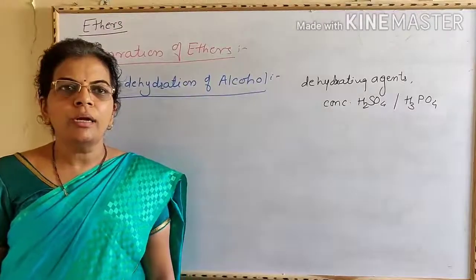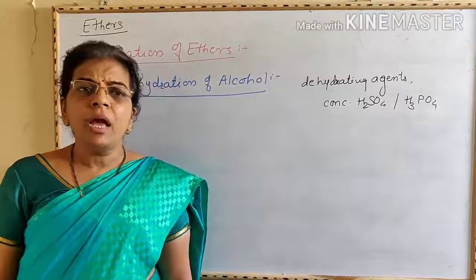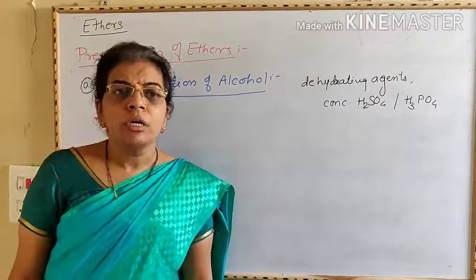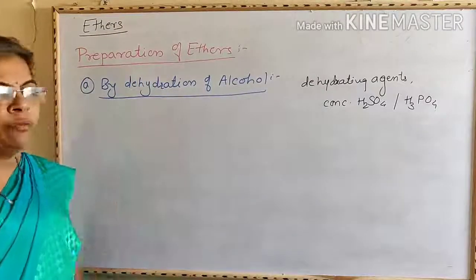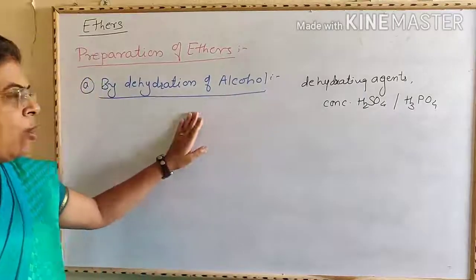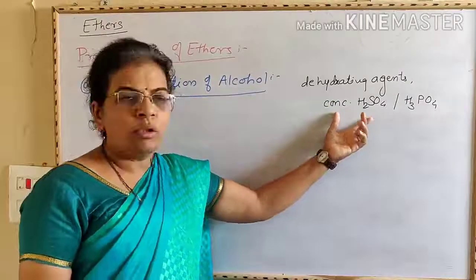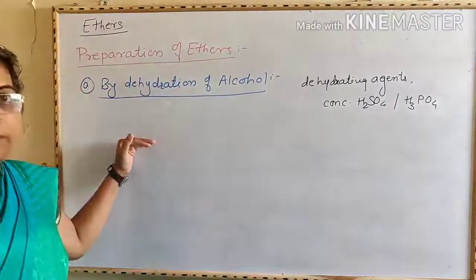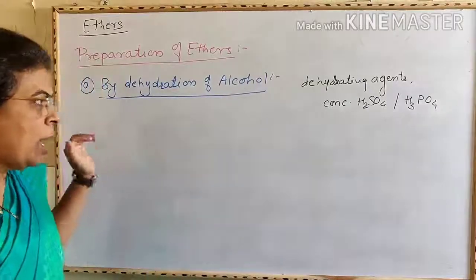Now we are going to start ethers, or methods of preparation of ethers. Last time we completed methods of preparation of alcohols and phenols. Now we are going to see methods of preparation of ethers, in which the first method is dehydration of alcohol. Dehydration of alcohol is carried out by using a dehydrating agent like concentrated H2SO4 or H3PO4. This dehydration is intermolecular dehydration. How is it carried out?